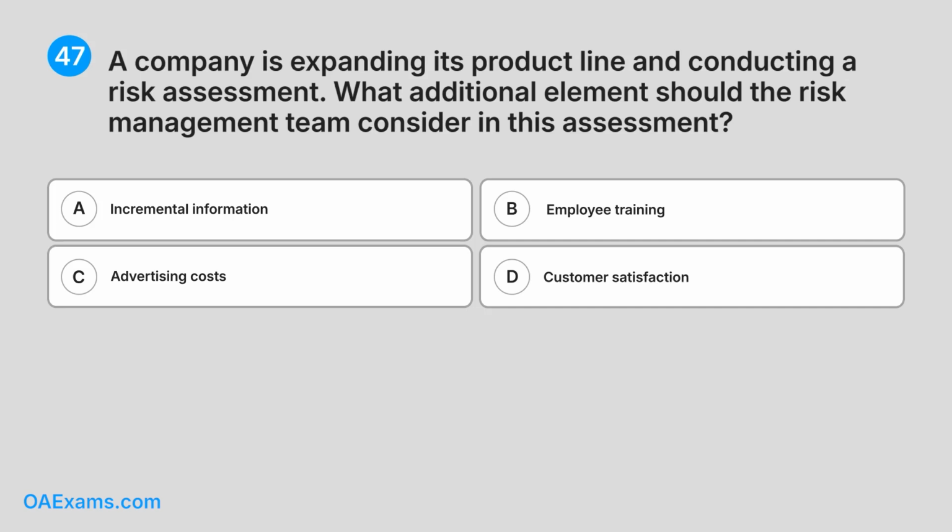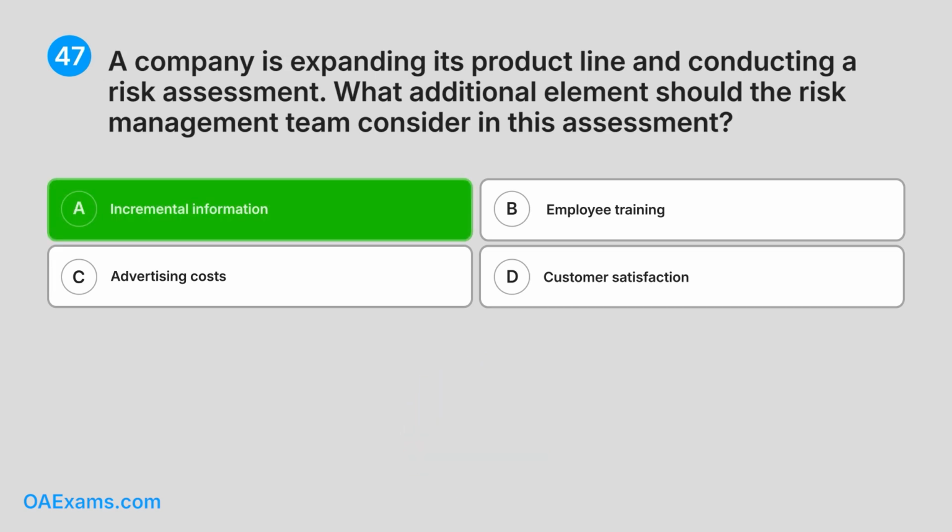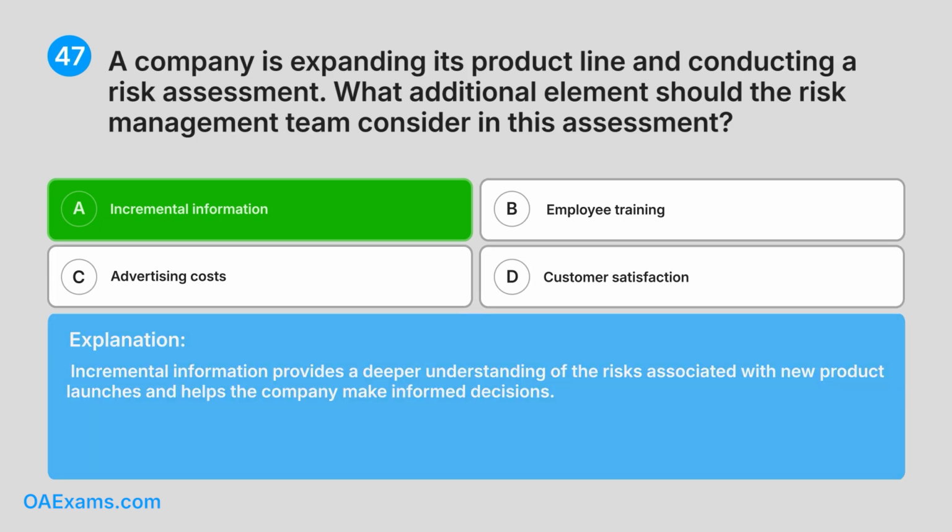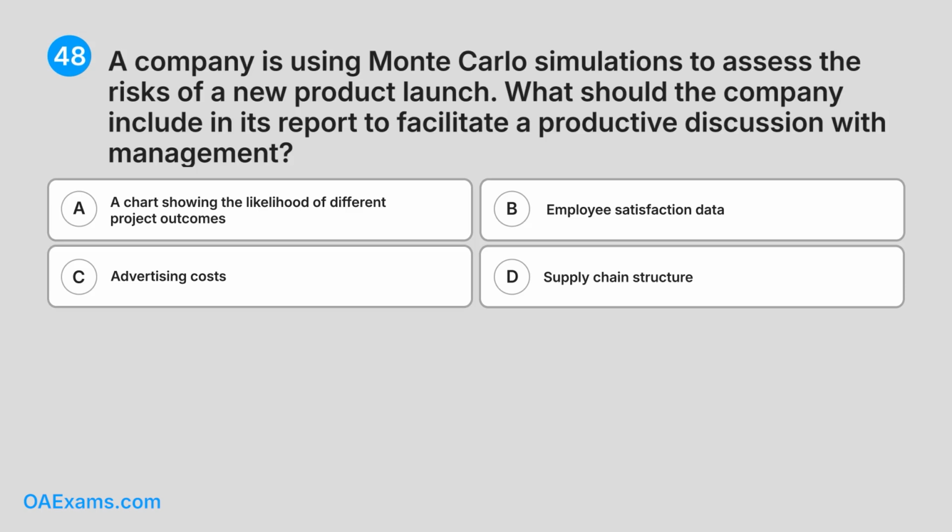What additional elements should the risk management team consider in this assessment? A. Incremental information. B. Employee training. C. Advertising costs. D. Customer satisfaction. What do you think is the answer? Correct answer. A. Incremental information. Explanation. Incremental information provides a deeper understanding of the risks associated with new product launches and helps the company make informed decisions. 48. A company is using Monte Carlo simulations to assess the risks of a new product launch.